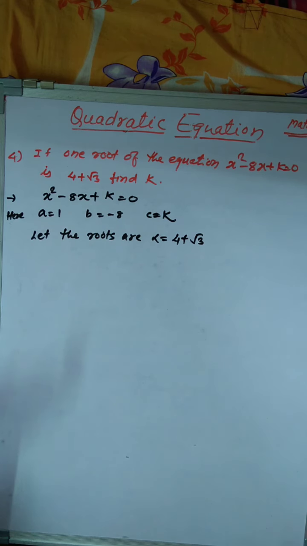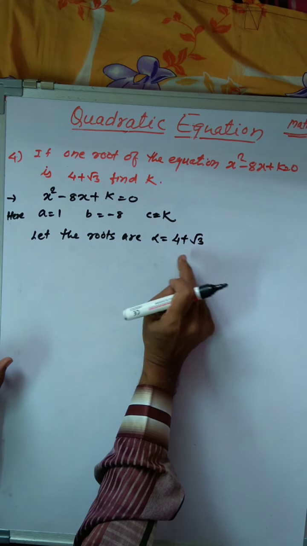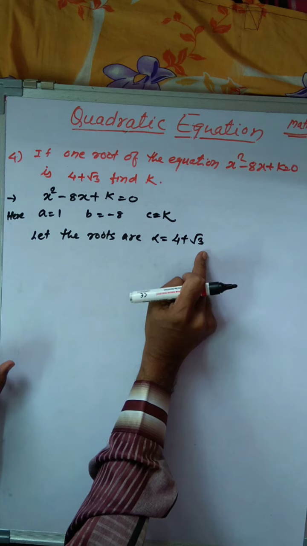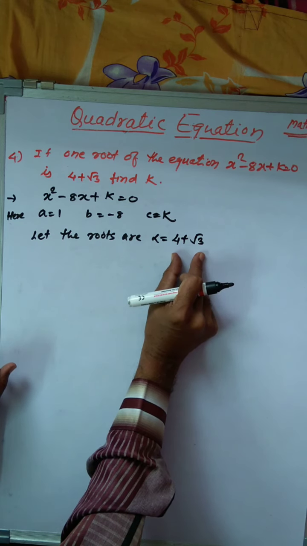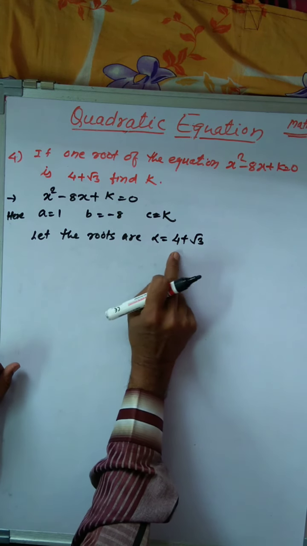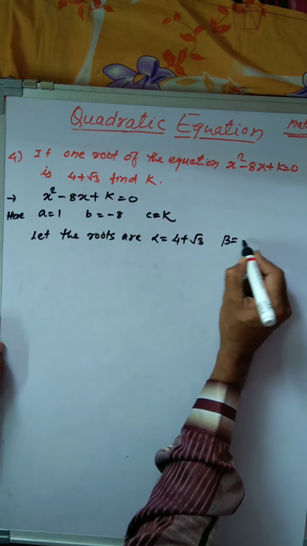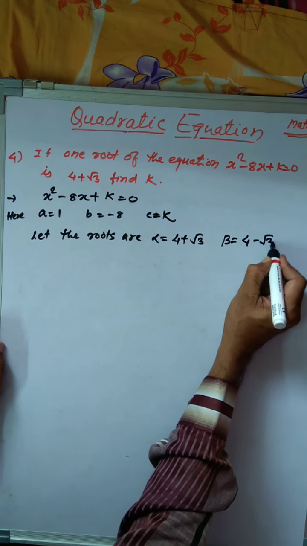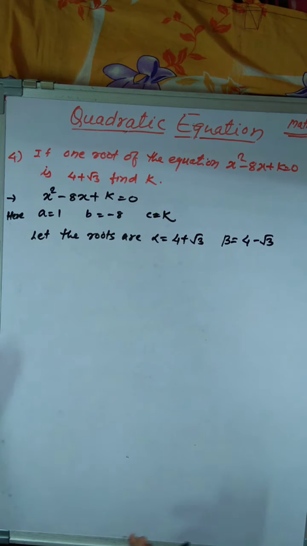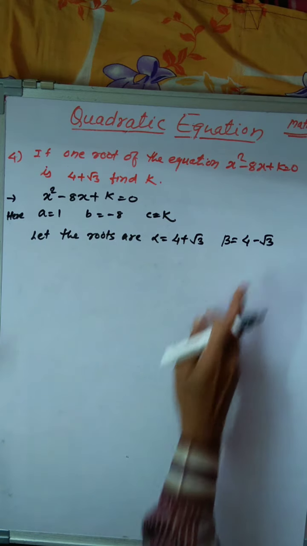I repeat, if the roots are irrational numbers, here 4 plus root 3, which is an irrational number, and hence if alpha is 4 plus root 3, then beta is 4 minus root 3. These are conjugate pairs. If alpha is 4 plus root 3, the other root is 4 minus root 3. We have to change the middle sign.